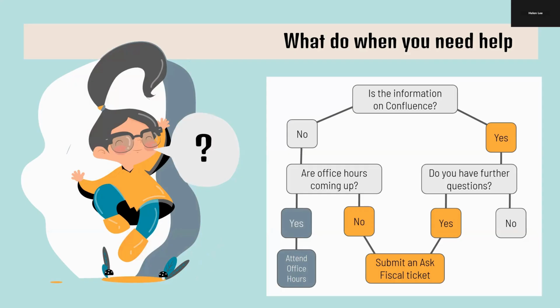If you need any help with fiscal transfers, we first ask that you check Confluence. If it's on Confluence and you have further questions, please submit an Ask Fiscal ticket. If the information is not on Confluence, but there are office hours coming up, please attend office hours. If there are no office hours coming up, please submit an Ask Fiscal ticket.